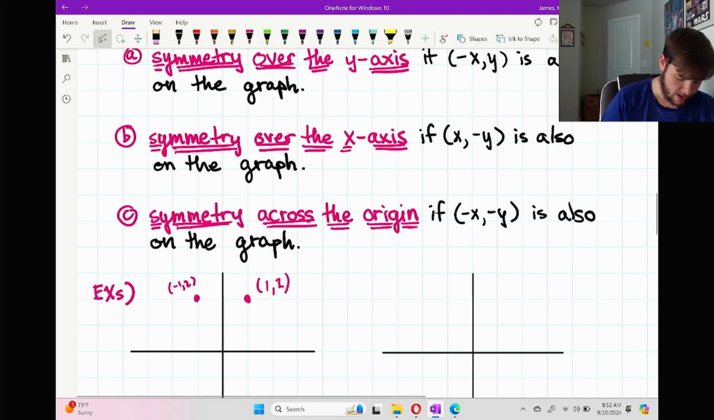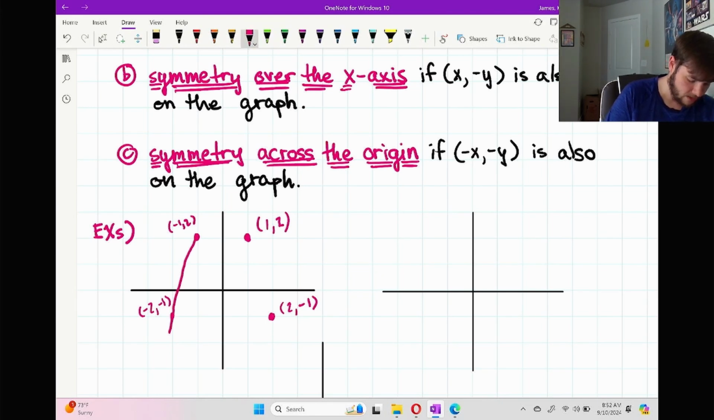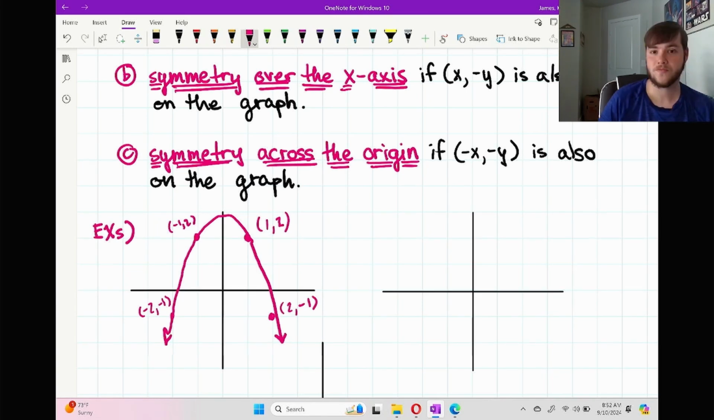Similarly, if I had, let's say, (2, -1), I should also have (-2, -1). So one potential drawing for this function would be something like this. And notice that this looks like I could fold it over the y-axis and both sides would line up. That's why we say it has symmetry over the y-axis.